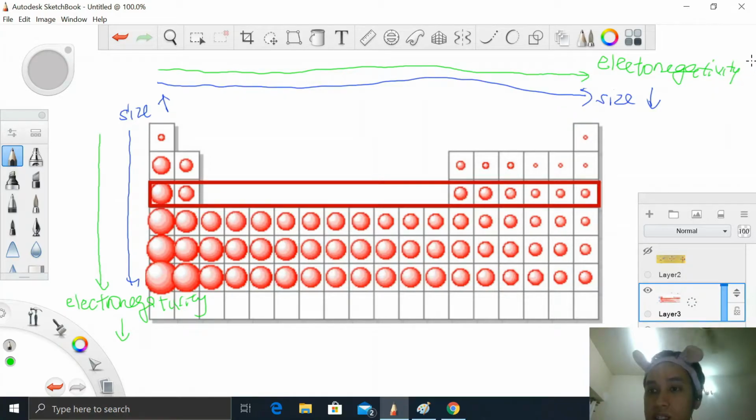Electronegativity is higher, or increasing, meaning from sodium to chlorine. The power to pull or attract electrons into the atom is stronger. Let me use another color. Here, this is fluorine. In other words, fluorine can be considered as the most electronegative element.